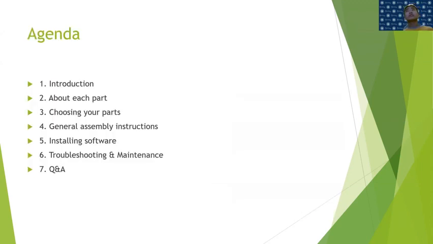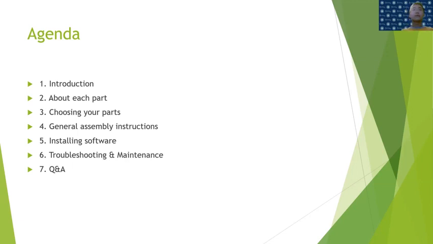So here is our agenda for today. We're first going to introduce what a custom PC is, and then we're going to talk about each of the different parts and how to choose them. Once we have all our parts settled, we're going to talk about general assembly instructions and installing our software. Then we're going to talk about how to troubleshoot your computer in case it has an issue, and how to maintain it for the future. After that, we're going to have a Q&A session at the very end.